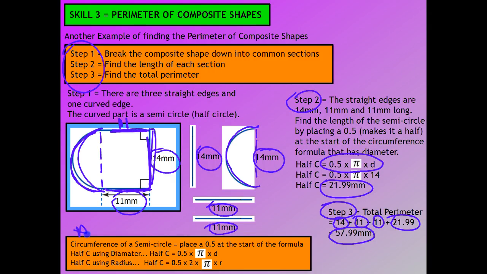Down the bottom here in the orange, there's a note. So if you ever want to use a semicircle type formula, put 0.5 at the front, either at the front of the pi times D formula or at the front of the 2 times pi times R formula, and that'll give you the length of the semicircle section of your composite shape.